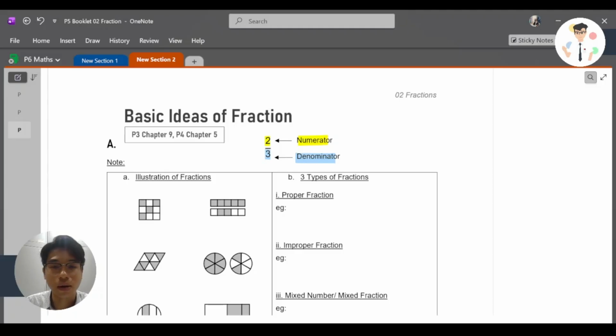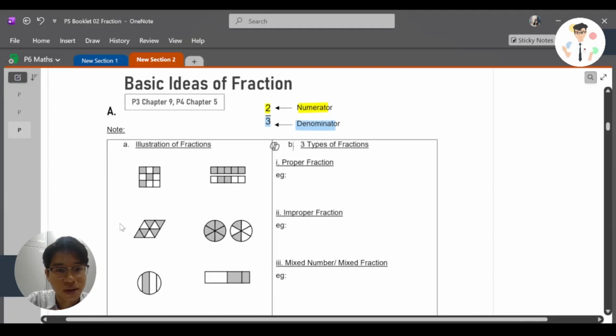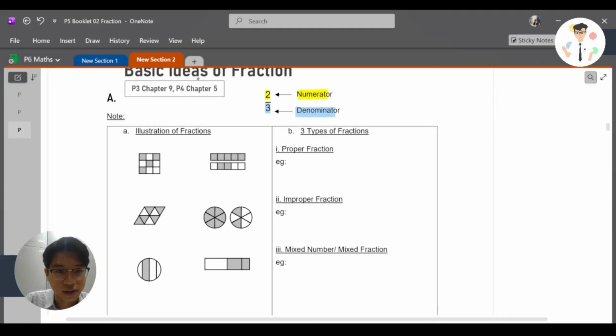Okay? Now, let me give you some illustrations. For example, we have this. Let's count how many boxes we have as a whole. 1, 2, 3, 4, 5, 6, 7, 8, 9. So I have 9 total parts. And how many are shaded? We have 1, 2, 3, 4. So I know this is 4 out of 9, 4 over 9.